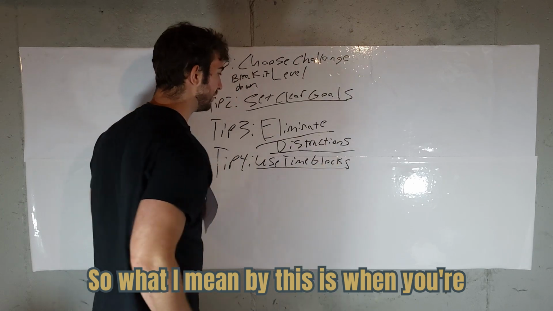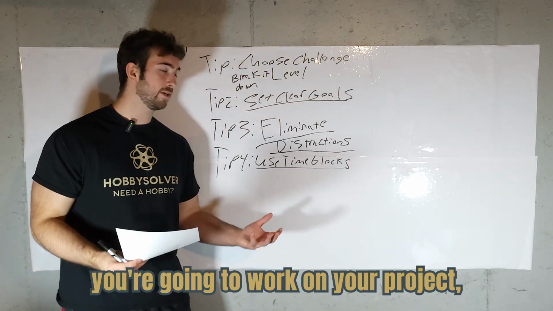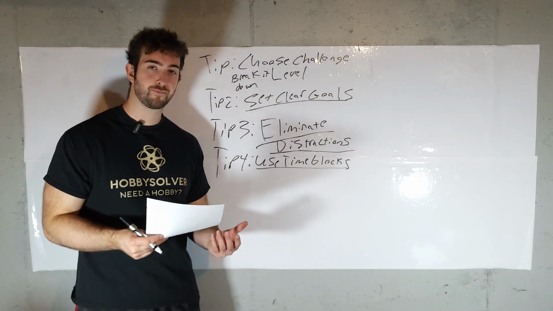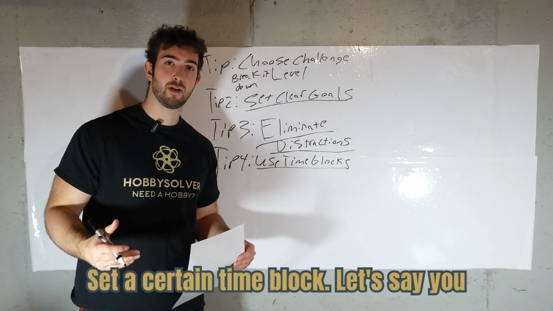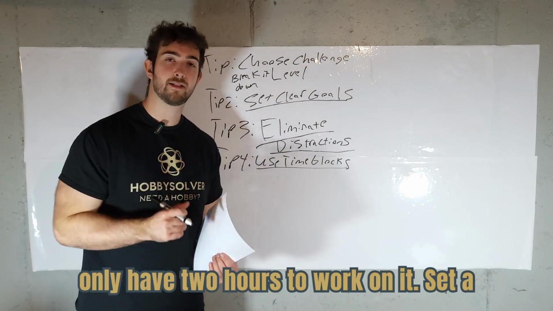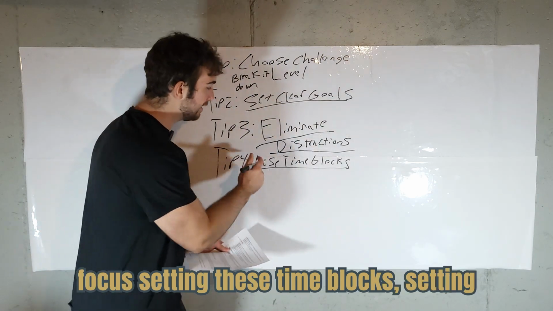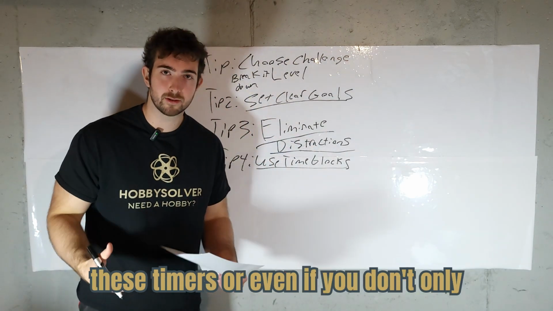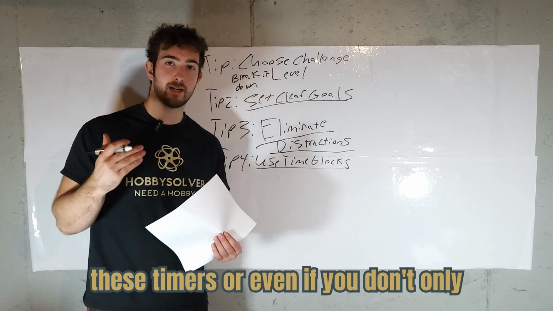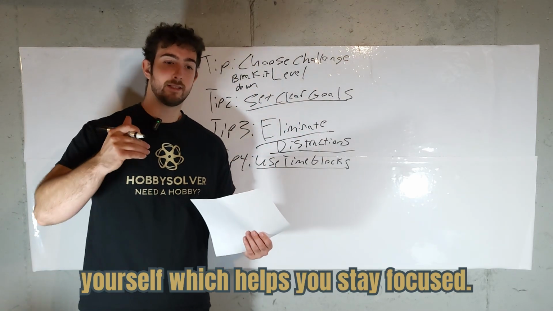So what I mean by this is when you're going towards a practice session, when you're going to work on your project, set a certain time block. Let's say you only have 2 hours to work on it. Set a timer for 2 hours and only focus. Setting these time blocks, setting these timers, or even if you don't have 2 hours, set a time limit on yourself, which helps you stay focused.